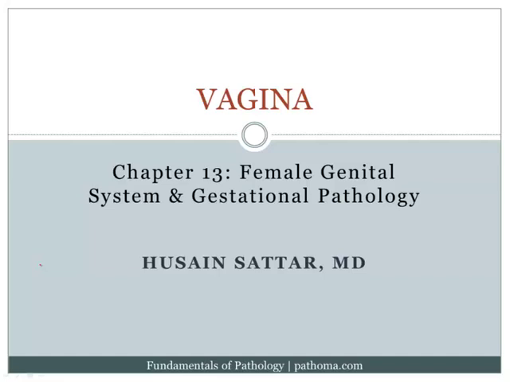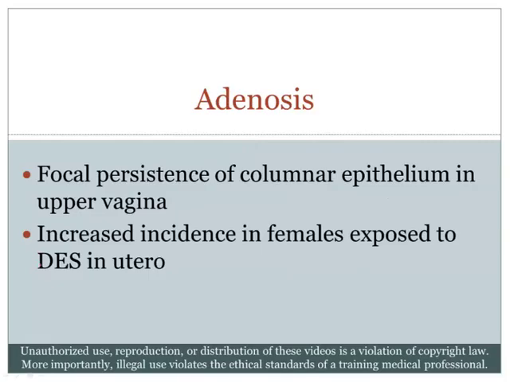Okay, the next section of your text deals with the vagina. Recall that the vagina is a fibromuscular canal that leads to the cervix, and the first of the disorders that we want to talk about is adenosis. However, before we can understand adenosis, we need a little bit of background, and so I'm going to take you to the whiteboard.